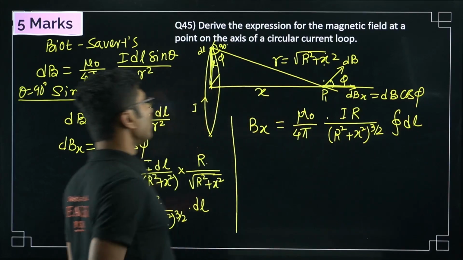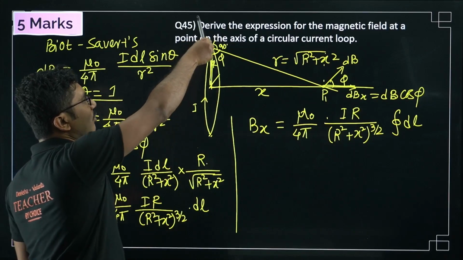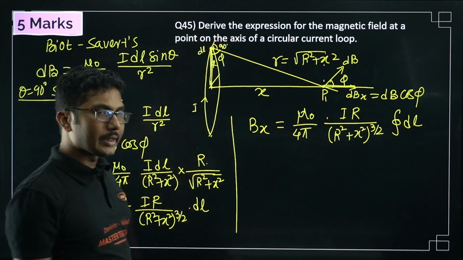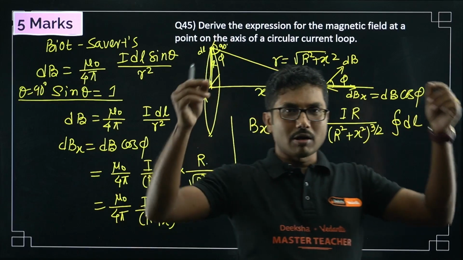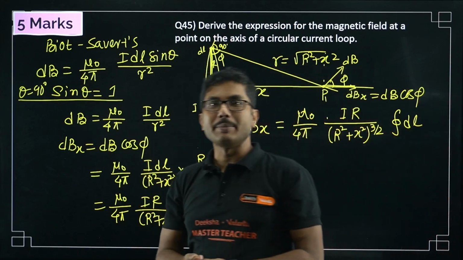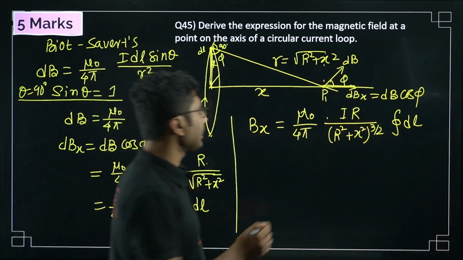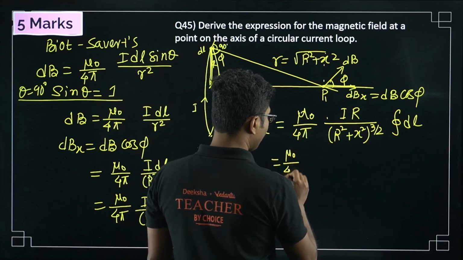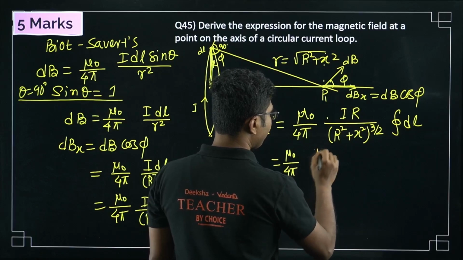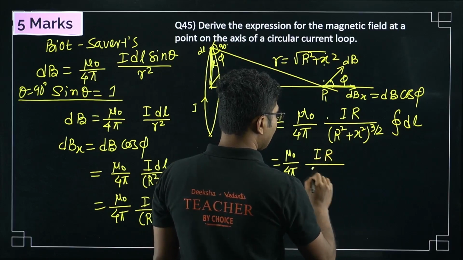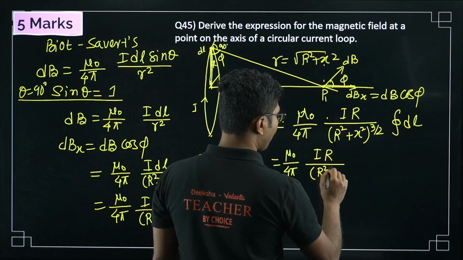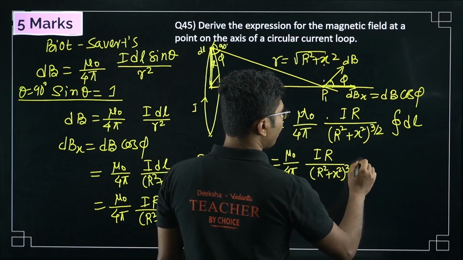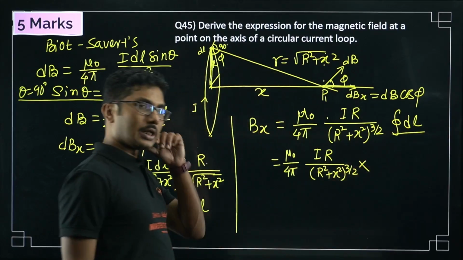Closed integral dl means you are taking small elements of this circle and then adding them. So what will you get? Small dls across the circle, you will get the perimeter of the circle. What is the perimeter of the circle? Perimeter of the circle is nothing but... mu naught by 4 pi. Obviously you have to continue with everything that you have started with. There is no chance of dropping anything at this stage. So this is the total perimeter.